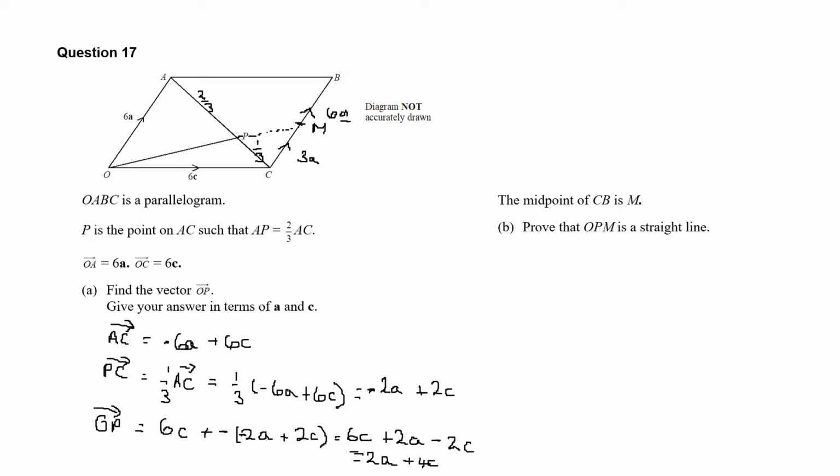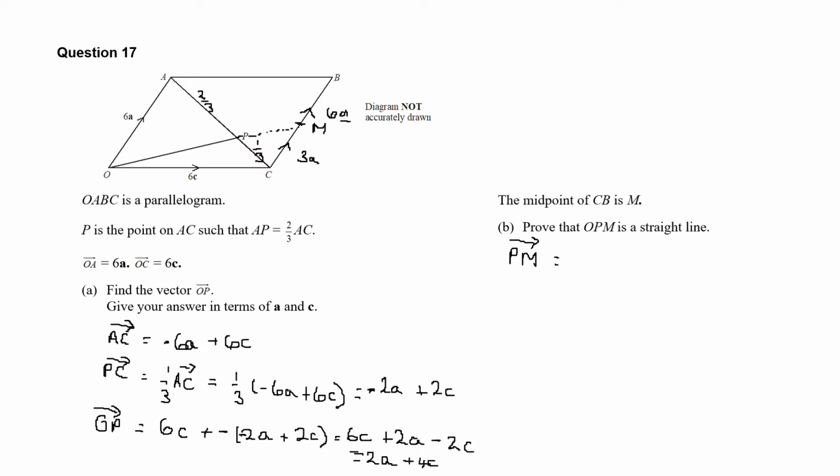Now what I need to do to prove that OPM is a straight line is to show that OP and PM are parallel vectors, which means that they will have the same gradient. And since they're running between 3 points, that would also show us that they're a straight line. So I know what OP is, so I now need to find PM.